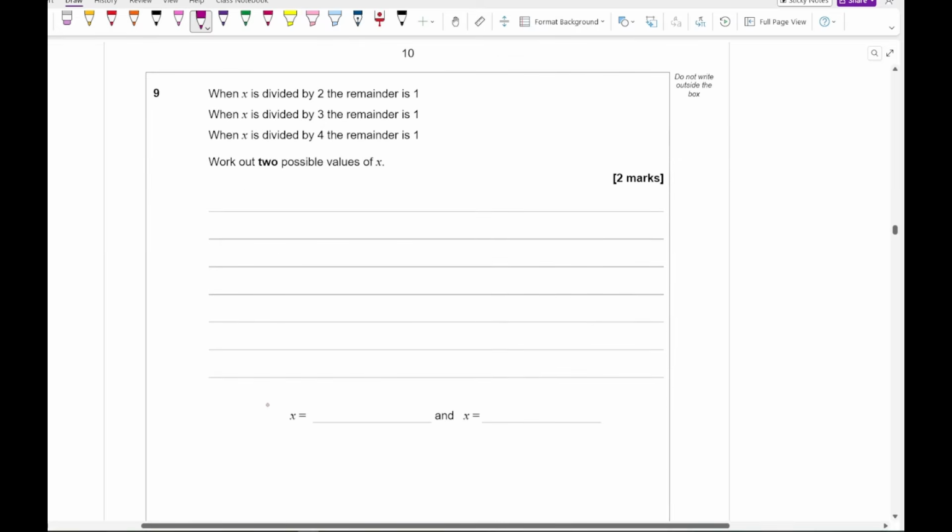Then moving on to question 9, it says when x is divided by 2, a remainder is 1. When x is divided by 3, the remainder is 1. And when x is divided by 4, the remainder is 1. Work out two possible values of x.